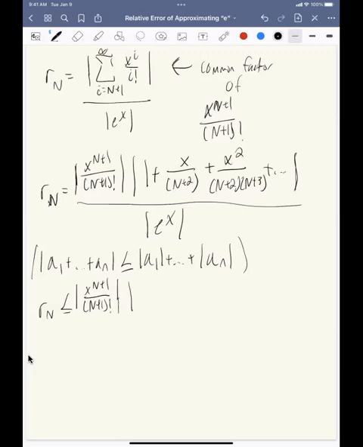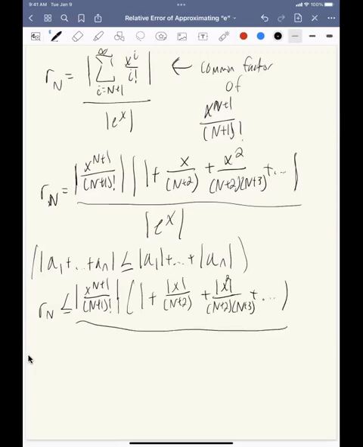Okay. Now, all right, since the absolute value of 1 is just 1, oh, this should be a parenthesis. Absolute value, so 1 plus absolute value of x over n plus 2, plus the absolute value of x squared over n plus 2, n plus 3, and so on. All of this over e to the absolute value of x.